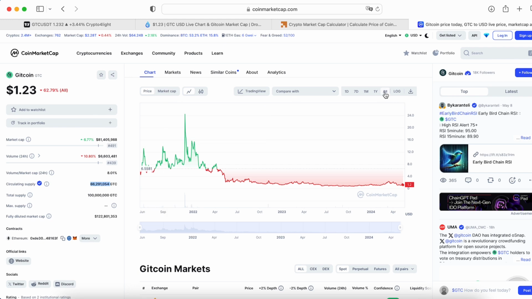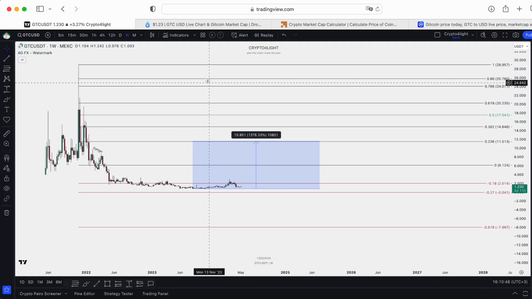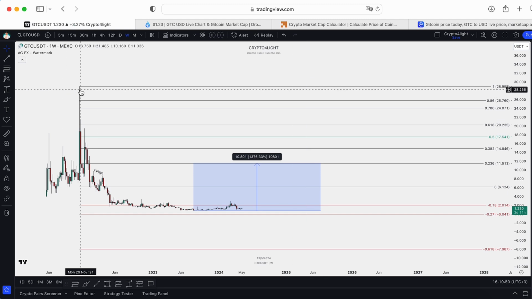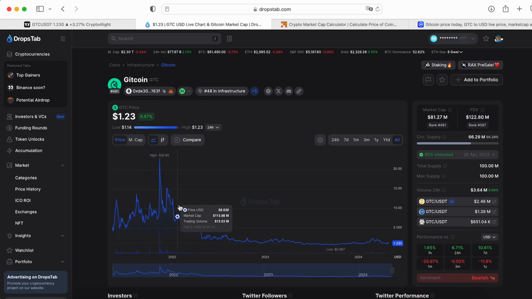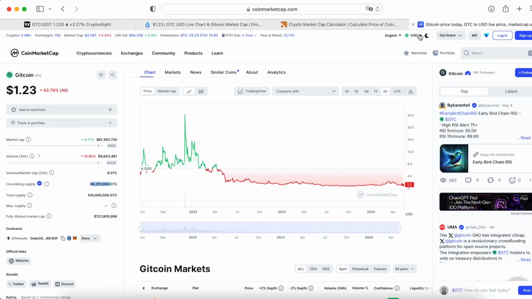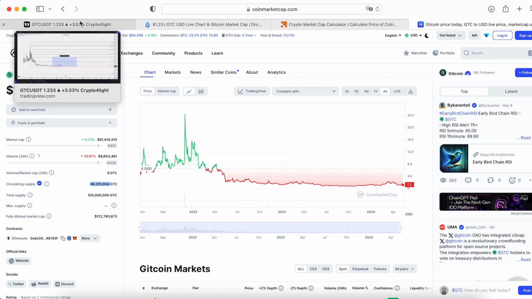If we take a look at the historical move, this is a historical chart. The highest point of the price was, by max, like $28.95. Based on DropsTab, the price was 22.85, and based on CoinMarketCap, the highest point was 24.49. So basically, three totally different price data for this coin. So we will count on average, right?